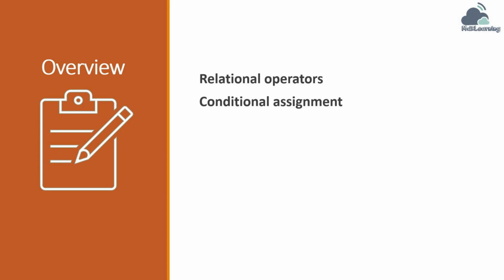So we'll start out, we'll look at relational operators, which allow us to test a relationship between two values. We'll then look at conditional assignment, which allows us to return back one value or another based on a condition. We'll then look at one of the most familiar aspects of conditional logic, if-else. If-else allows us to check a condition, do one bit of work if that condition is true, a different bit of work if that condition is false. We'll also see how we can chain if-elses together to test a series of conditions.